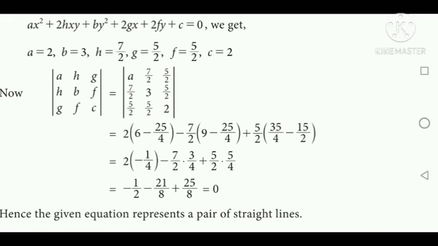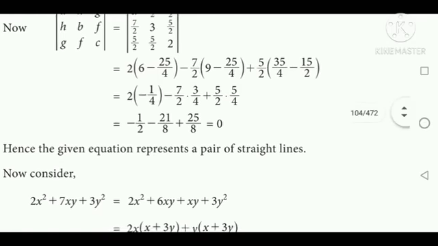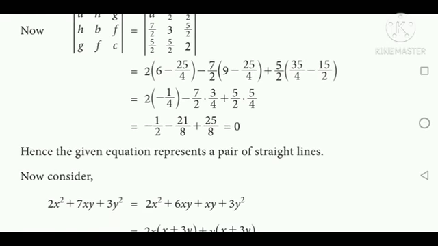Okay, so if you expand the first row, we are getting 2 into 6 minus 5 by 2 into 5 by 2, that is 25 by 4. So likewise, we are getting 0. Hence the given equation represents a pair of straight lines. This is the condition for a pair of straight lines.